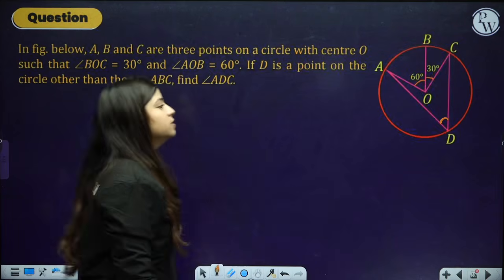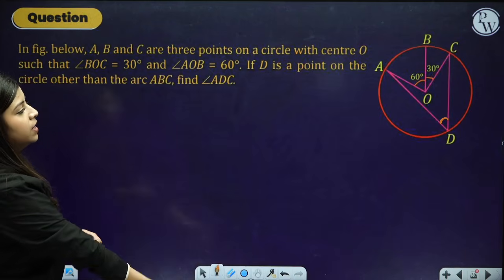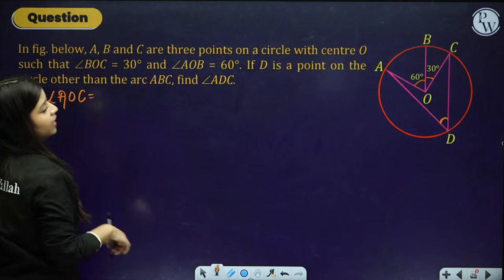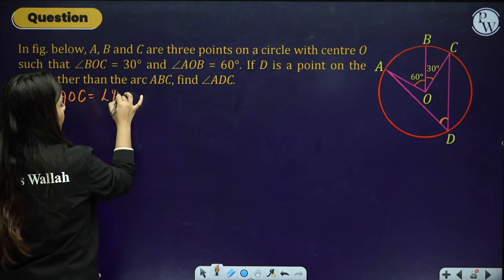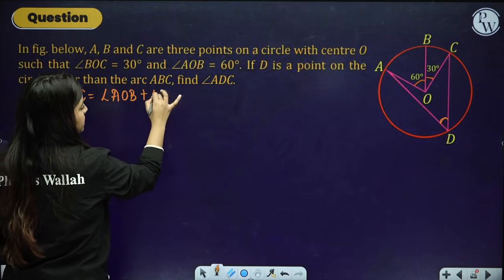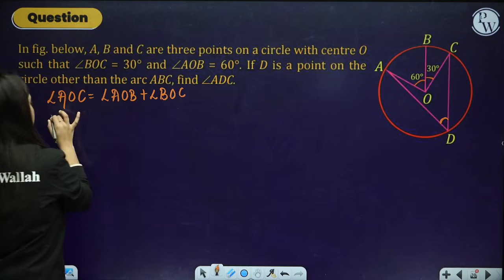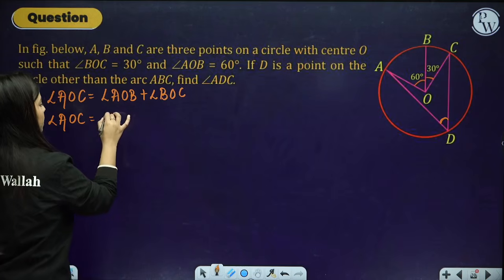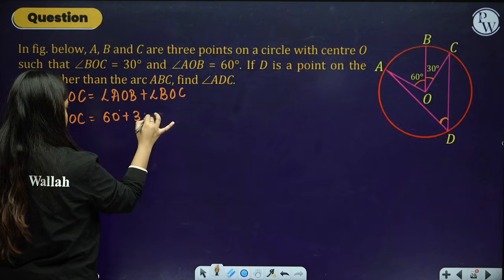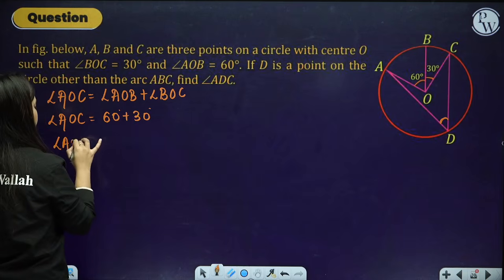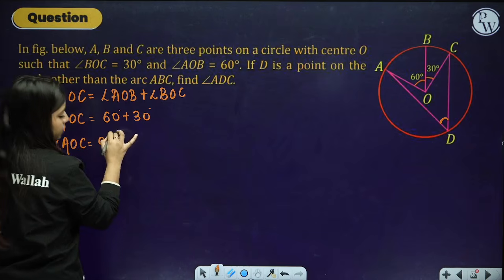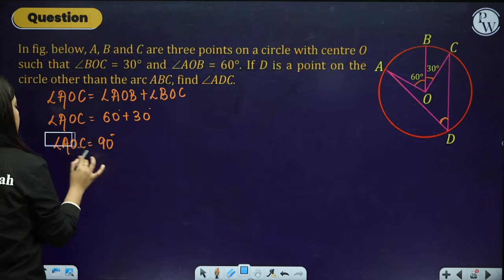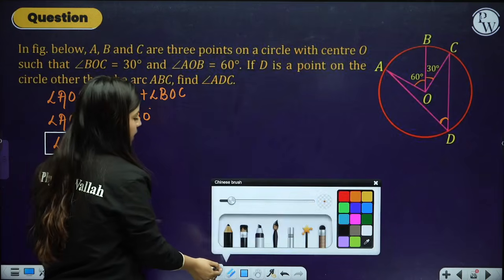Now how to see? First of all, how to write it down? So angle AOC. How can you write angle AOC? Angle AOC is angle AOB plus angle BOC. So angle AOC will be equivalent to 60 plus 30 degree. So from here we get that angle AOC is equivalent to 90 degree.